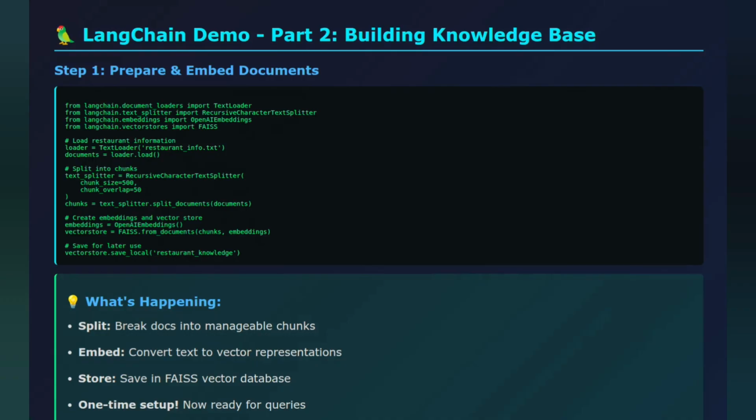Let's say we have restaurant information stored as documents: menu items, opening hours, policies, etc. We load these documents, split them into chunks, and create embeddings. Now we create and save a vector store. This one-time setup indexes all your knowledge. Now, when a user asks a question, we retrieve relevant chunks and let the LLM answer.